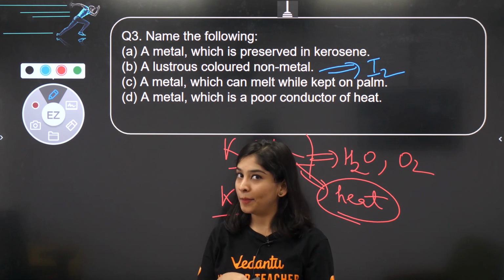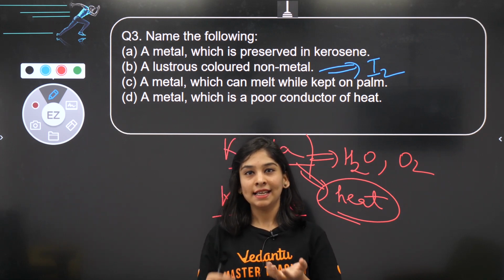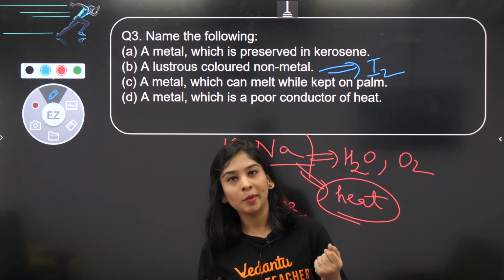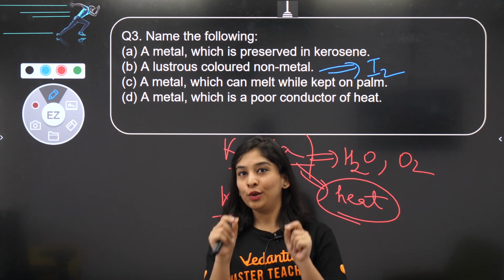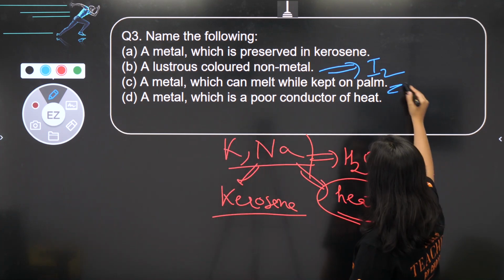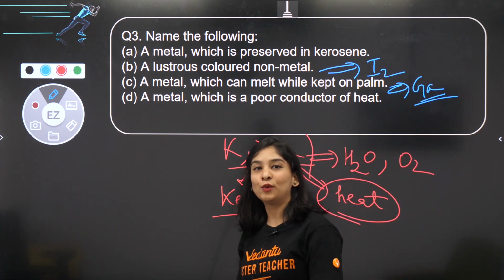But cesium को palm पे रखने की गलती बिल्कुल नहीं करनी है. What exactly is the reason? Cesium is very much reactive metal. ठीक है? So gallium could be one of the best answer. You need to write the best answer as possible. ठीक है? तो gallium is that metal.